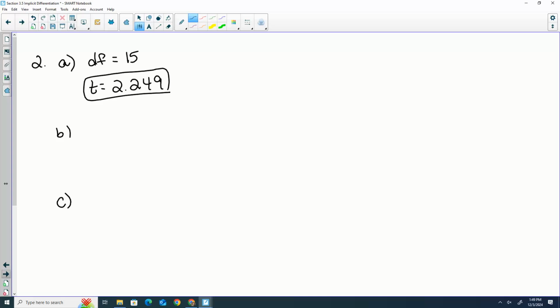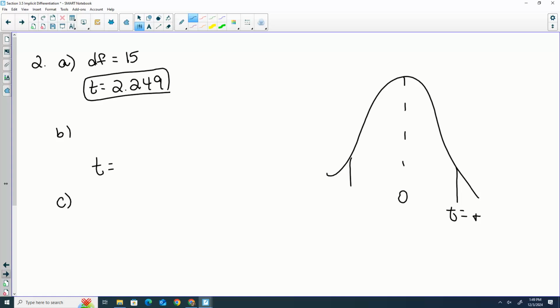Now this table gives us area to the right. But remember, it's symmetric around 0. So if I find the area to the right, these t values are always positive numbers. So for the left, what do we know our t value would be? Negative. So I just know that my t is a negative of whatever I see on my table.